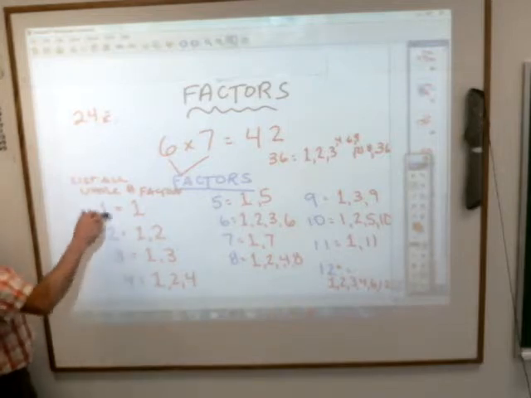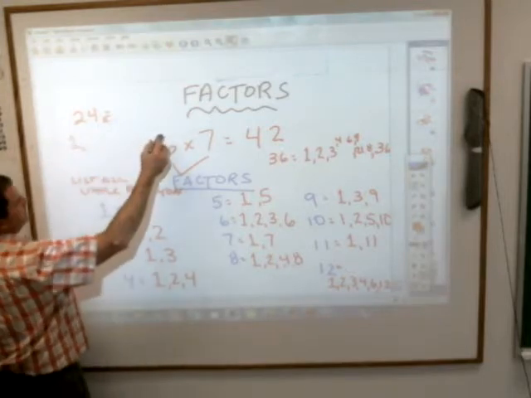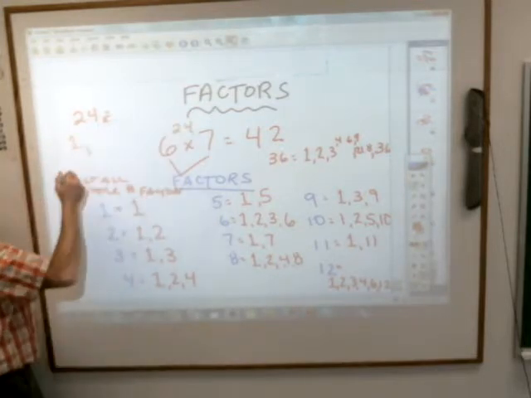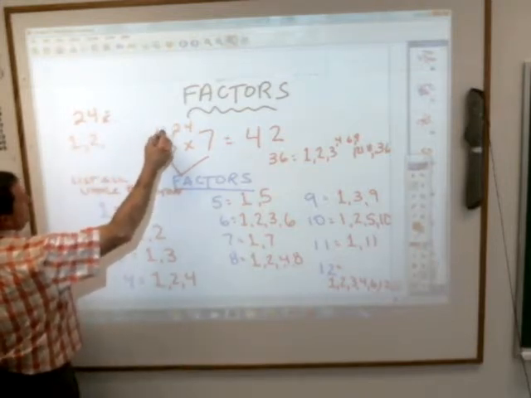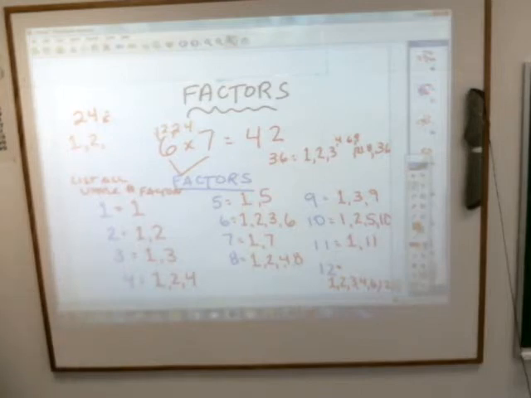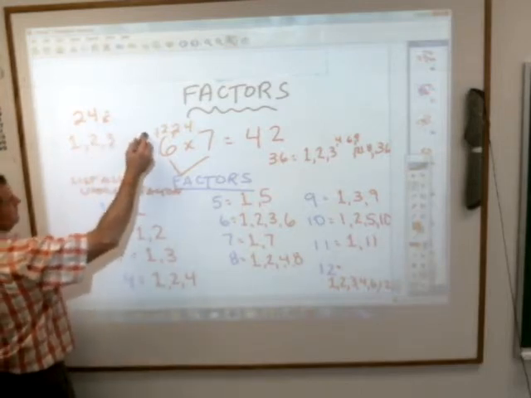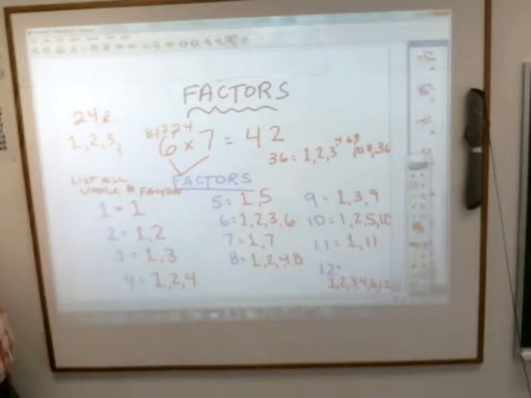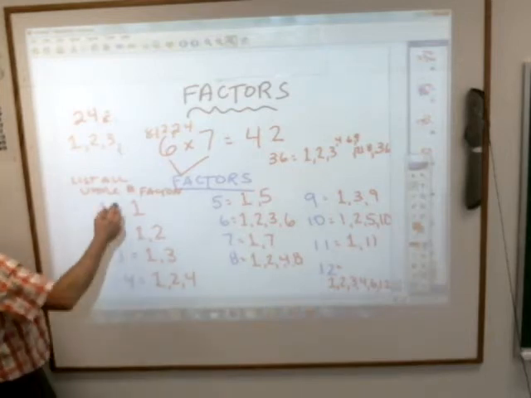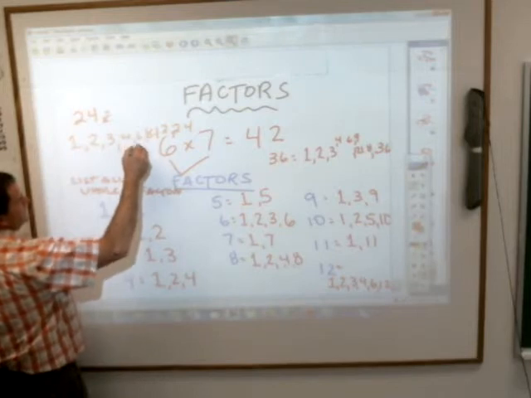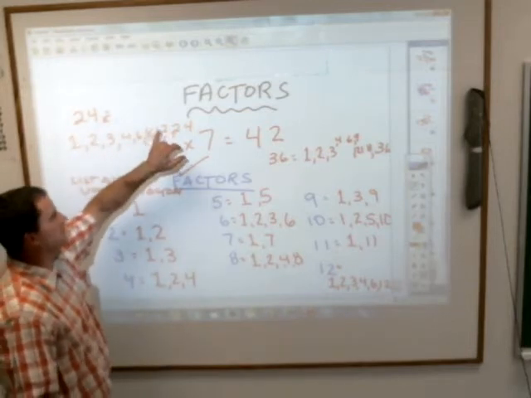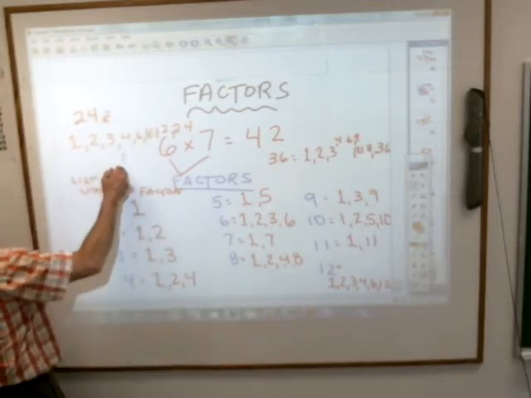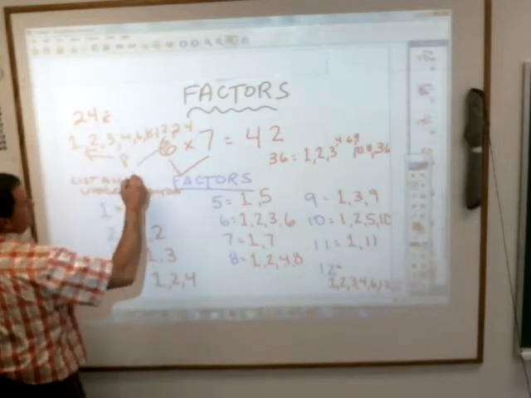Grace Staffenberg. 1 and 24. All right, next one would be Peter. 2 and 12. Next one, Jacob. 3 and 8. And then I have Gary. 4 and 6. And that would be all there are. 24 has 1, 2, 3, 4, 5, 6, 7, 8 factors. 8 different factors.